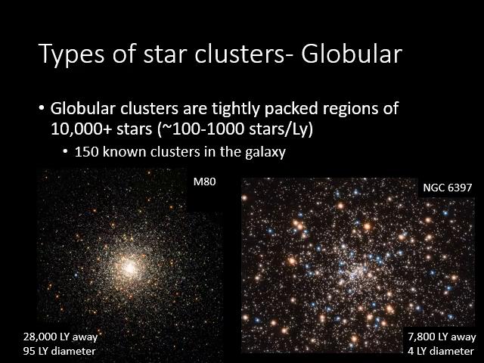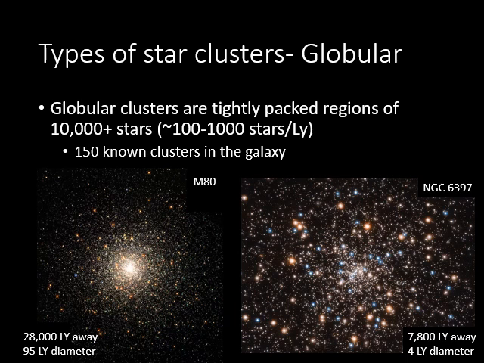I mentioned before that there are different types of star clusters, and we're going to focus on the two main types of clusters today. There are globular star clusters, and there are open star clusters. We'll start with globular clusters, and they are exactly what the name sounds like. They look like globs of stars tossed up into the sky. More scientifically, globular clusters are tightly packed regions that contain about 10,000 or more stars that are usually packed within about 100 light years or less.